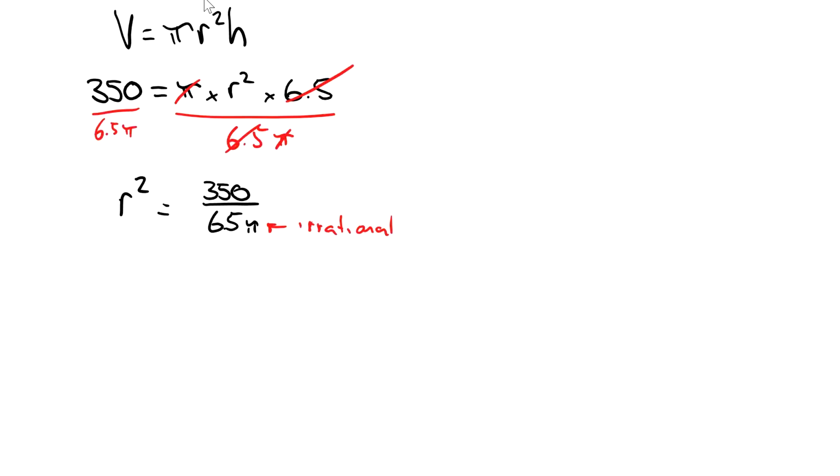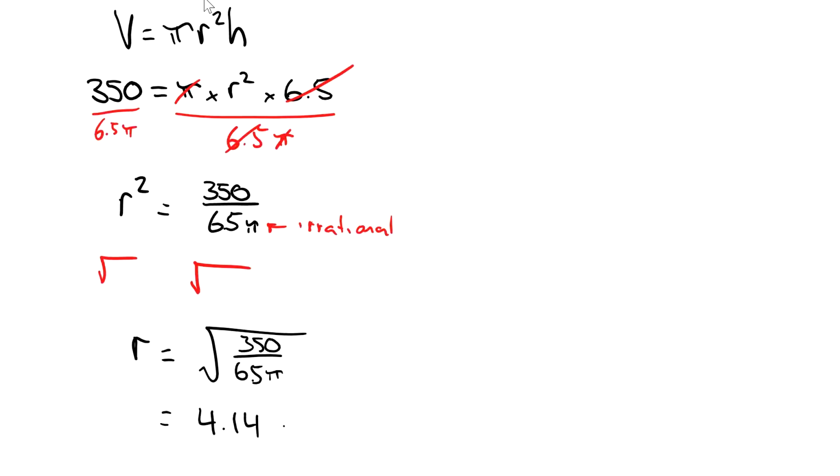All right. So what I need to do now is cancel out the square. So I'm going to square root both sides. And I get r equals the square root of 350 over 6.5 pi. Now I can put that in the calculator and get my answer, which comes out as 4.14 units, because I'm not sure what the units were.